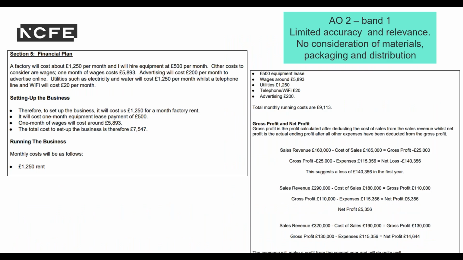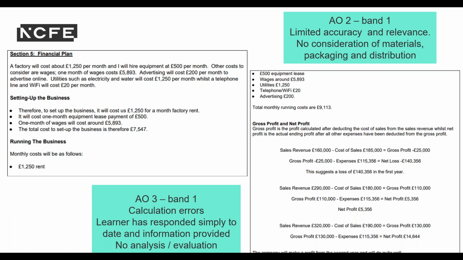Assessment objective 2, again, this has been graded as band 1. The knowledge applied is limited. So as we graded before for assessment objective 1, the knowledge that the learner has recalled has been applied in a limited way. It's not always accurate or relevant. It's graded as band 1.